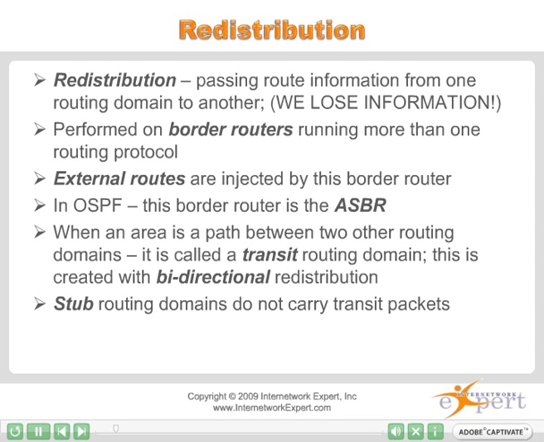Why do we dislike redistribution? Well, we lose information when we pass the prefixes from one routing domain into another. That's the real problem here. And when we lose this information, we could have suboptimal routing. Even in the worst case scenario, we could have routing loops or routing feedback. So we want to be very, very careful when we redistribute.